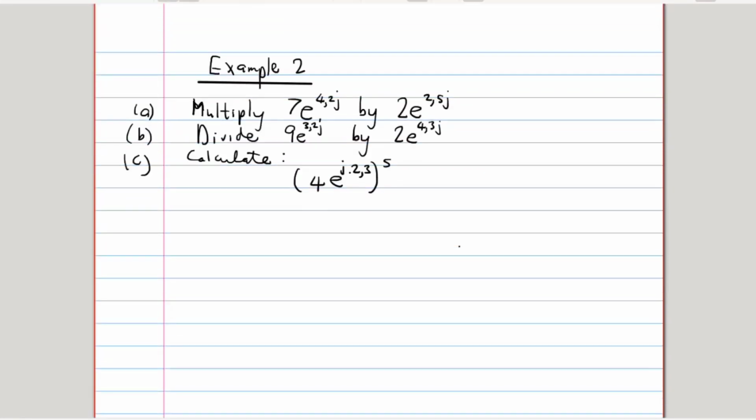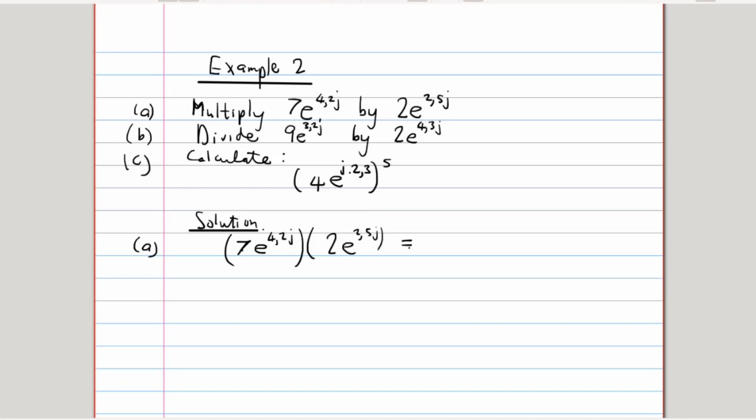So let's see the A part then. Let's look at the A part. So solution. Well, we can see there we must multiply 7e to the 4,2j, and we must multiply that by 2e to the 2,5j.